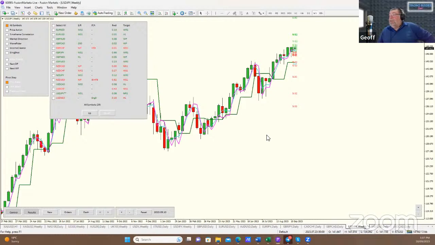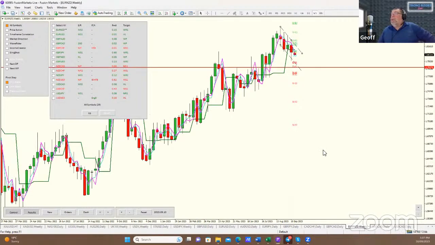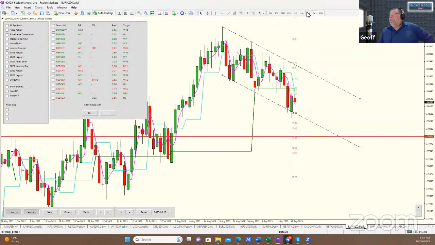The 2 that I did come up with, however, were these. First one was Euro Kiwi. Not necessarily on the weekly chart, but you can see where I'm coming from here. I've got a descending channel, the bottom of which we are coming from, and have already done that.